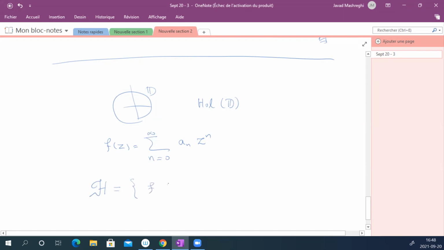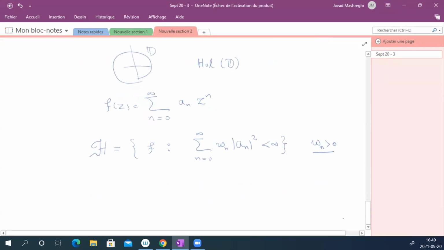All functions f such that the sum over n from 0 up to infinity of the absolute value of a_n squared, with some weights here, call it omega_n, is finite. Omega_n is something strictly positive. And we want to study at least three spaces of this type.